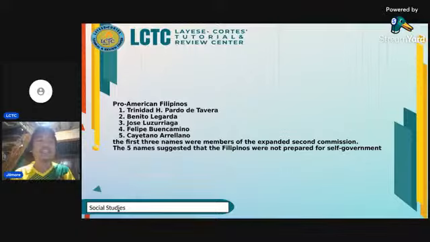Pro-American Filipinos: Trinidad H. Pardo de Tavera, Benito Legarda, Jose Luzuriaga, Felipe Buencamino, and Cayetano Arellano. Okay? The first three names, Pardo de Tavera, Legarda, and Luzuriaga, were members of the expanded Second Philippine Commission. Who was the head of the Second Philippine Commission? William Howard Taft. Okay. And during his tenure as civil governor of the Philippines, they expanded the programs of the government from being a purely American-run government. They included now Filipinos, but pro-Americans.